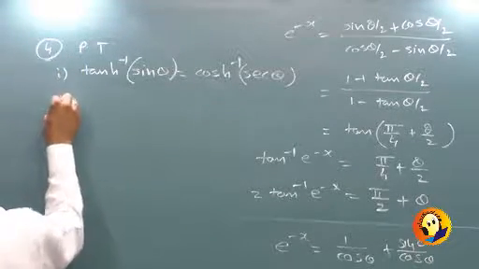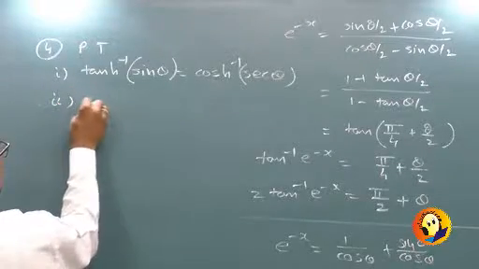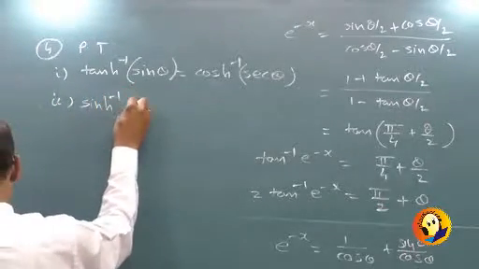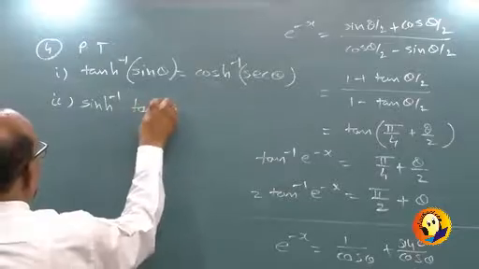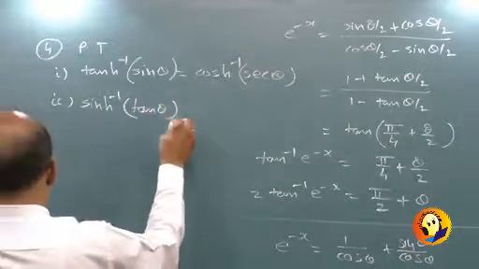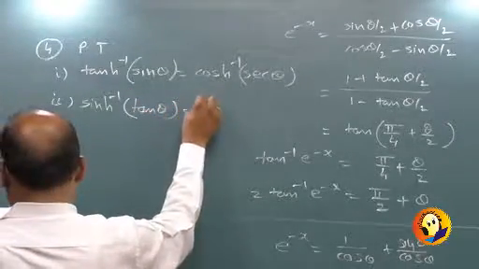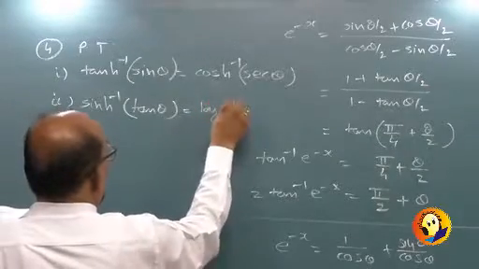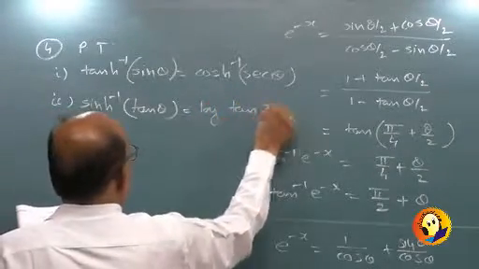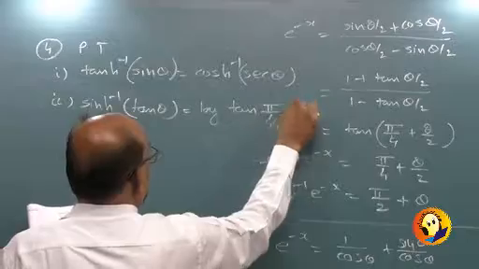This is one. Second, sin inverse of tan theta equals log of tan of pi by 4 plus theta by 2.